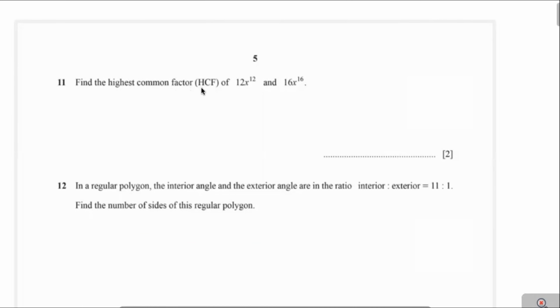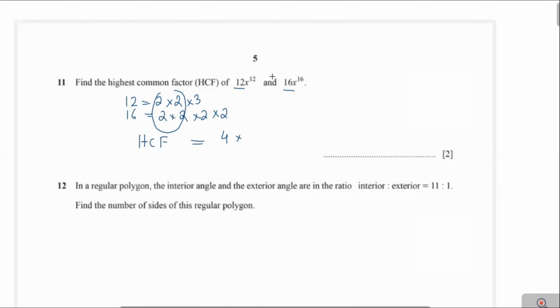Question number 11. Find the highest common factor of 12x to the power 12 and 16x to the power 16. Firstly, we find the prime factorization of 12. We can write it as 2 into 2 into 3. And 16, we can write it as 2 into 2 into 2 into 2. The HCF of these numbers will be 2 into 2, 4. And we write HCF will be equal to 4 into. Now the powers of x are 12 and 16.